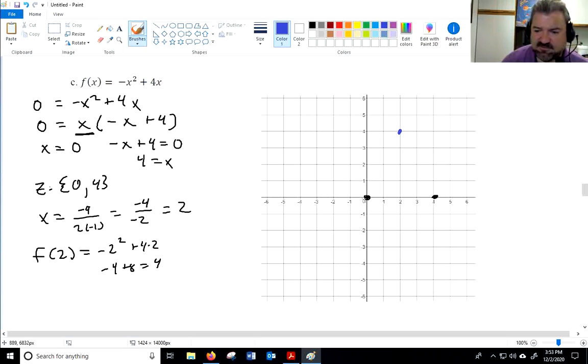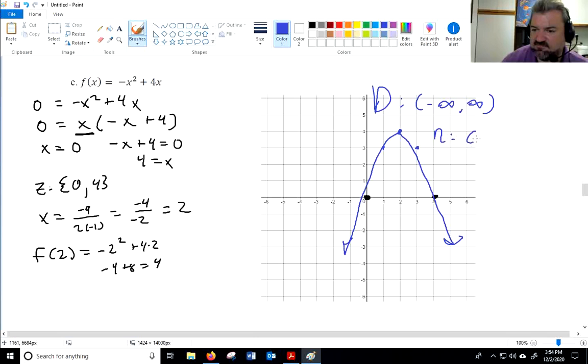Well, y-intercept, we already found that. That was 0. Okay. Negative 1. So I said it would go down 1 over 1. And so we got something like that, with a domain of negative infinity to infinity and a range of negative infinity to 4. All right.